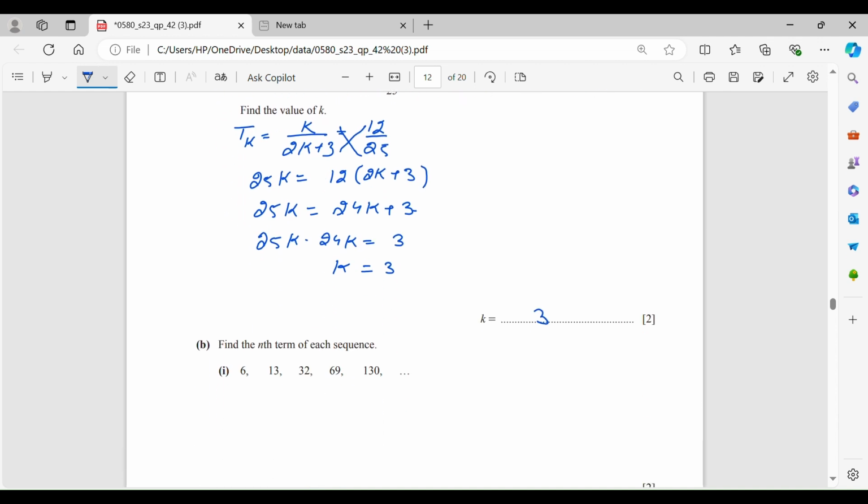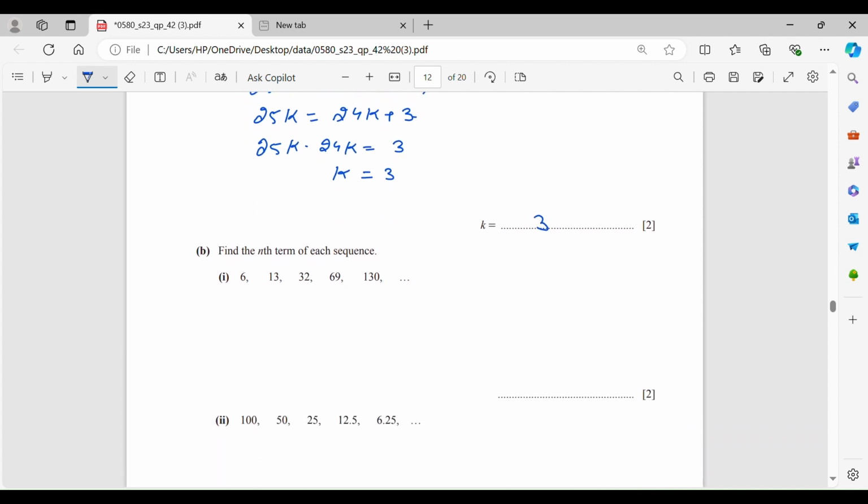Next is B part. Find the nth term of this sequence. So let's find the difference between them. So the first difference is 13 minus 6, which is 7.